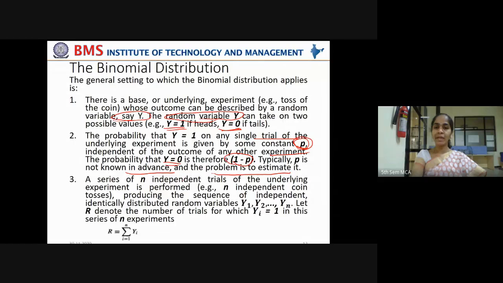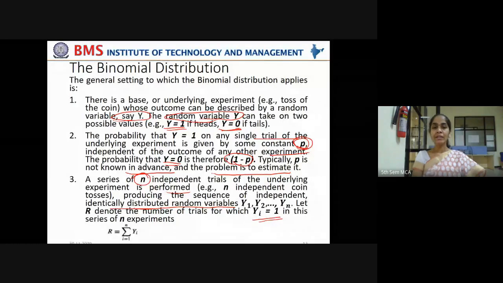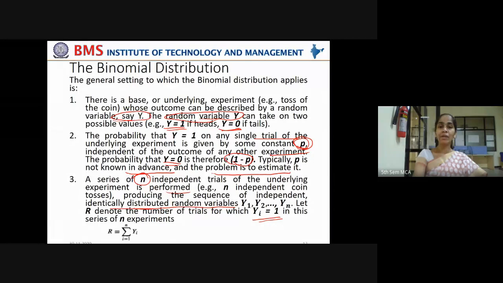So a series of n independent trials of the underlying experiment is performed. Say the coin is tossed n number of times, producing the sequence of independent identically distributed random variables y1, y2 and so on up to yn. If we repeat the coin toss experiment n times, then let R denote the number of trials for which yi equals 1. So what is R denoting here? The number of times head is seen. That is why we are giving y equal to 1 for head and y equal to 0 for tail.